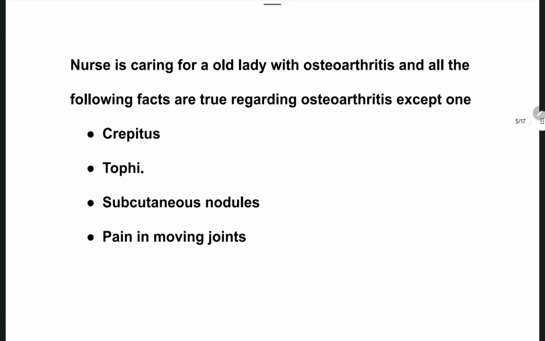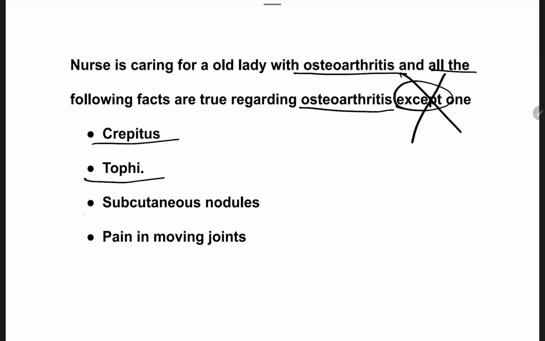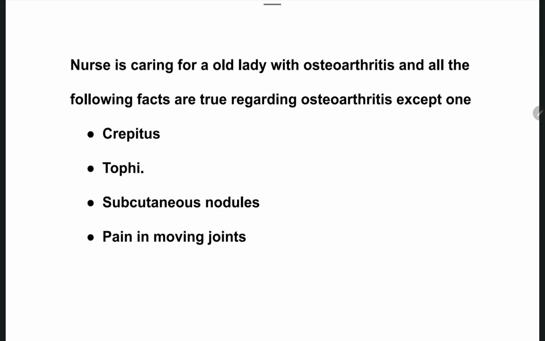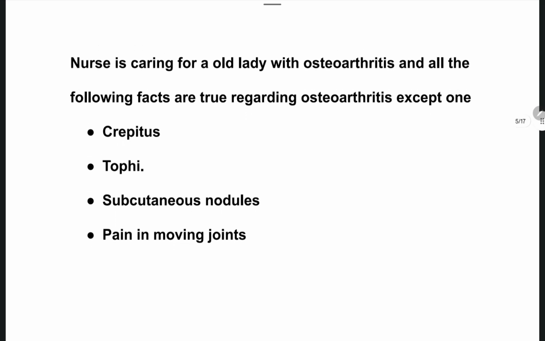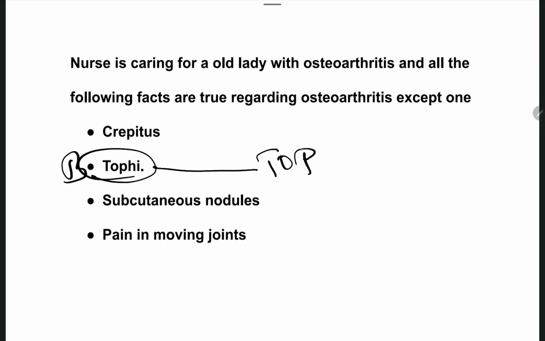The next question is, a nurse is caring for an old lady with osteoarthritis, and all the following facts are true regarding osteoarthritis except one. Options are crepitus, tophi, subcutaneous nodule, pain in moving joints. The right one is option B. Option B is tophi. So what is the meaning of tophi? Do you know?